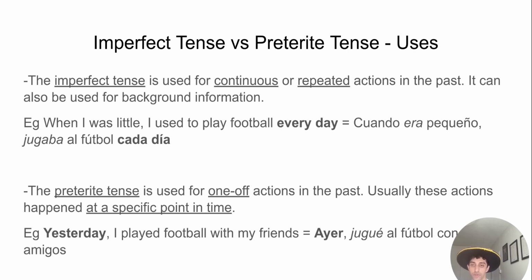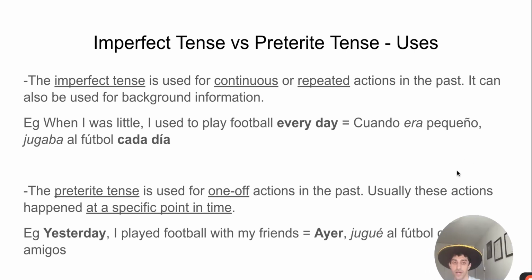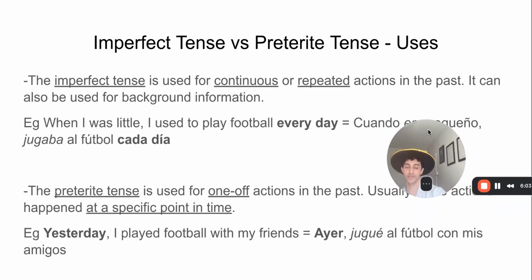For instance, if you were to say, yesterday I played football with my friends, in Spanish, this would be ayer jugué al fútbol con mis amigos. And that verb jugué is, of course, in the preterite tense. Ayer, or yesterday, could indicate the preterite tense should be used instead of the imperfect tense, but it is certainly possible to come up with sentences using the imperfect tense, even when you're talking about something that happened yesterday.